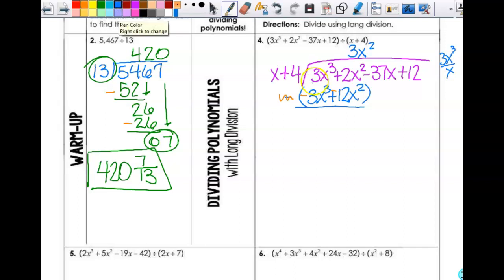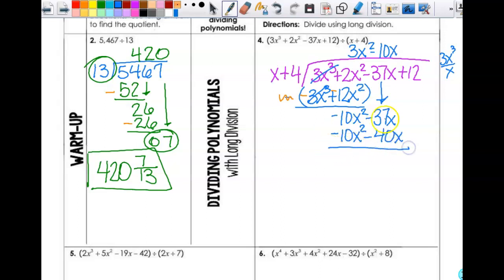So then when I do that, these zero out, and this gives me negative 10x squared, and I bring down the negative 37x. Then I take negative 10x squared, and I divide it by x. That leaves me with negative 10x. So when I multiply, I get negative 10x squared minus 40x. Then I change the signs, positive, positive, because that's what happens when I subtract.